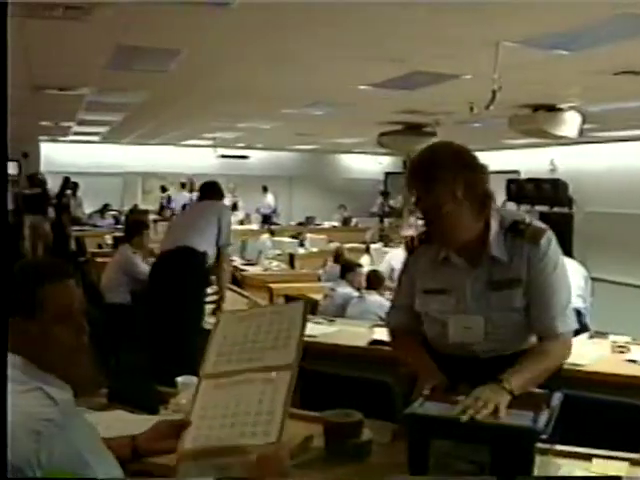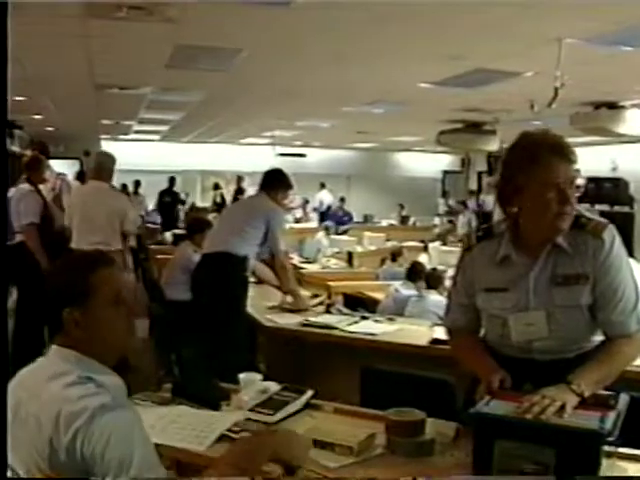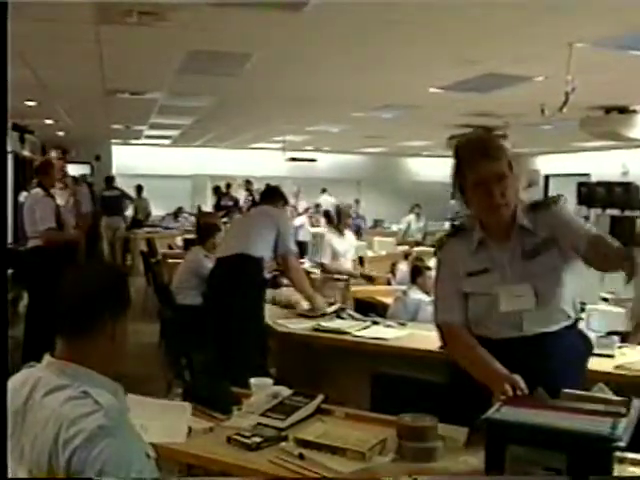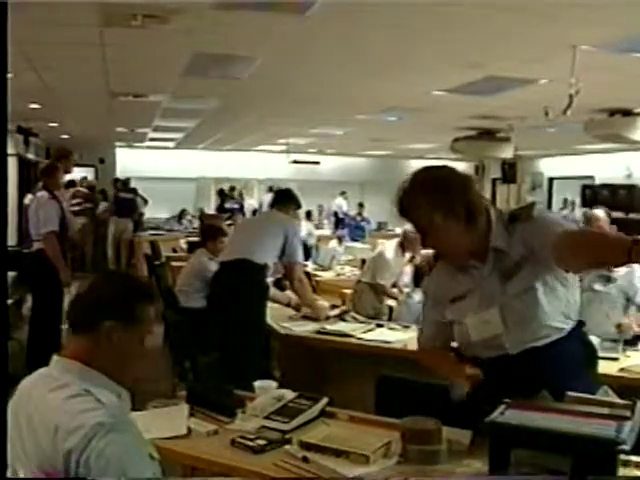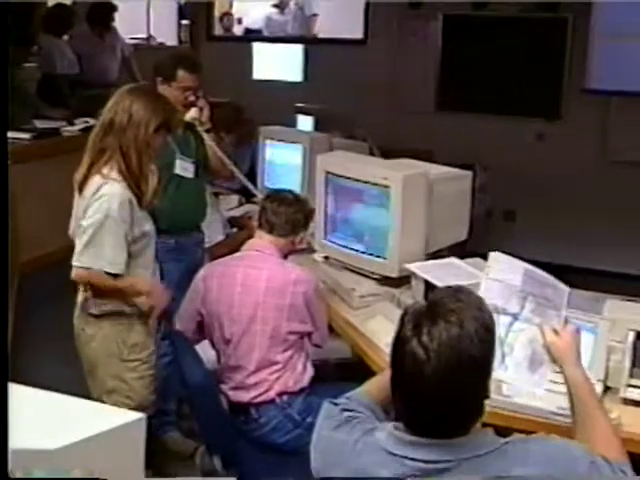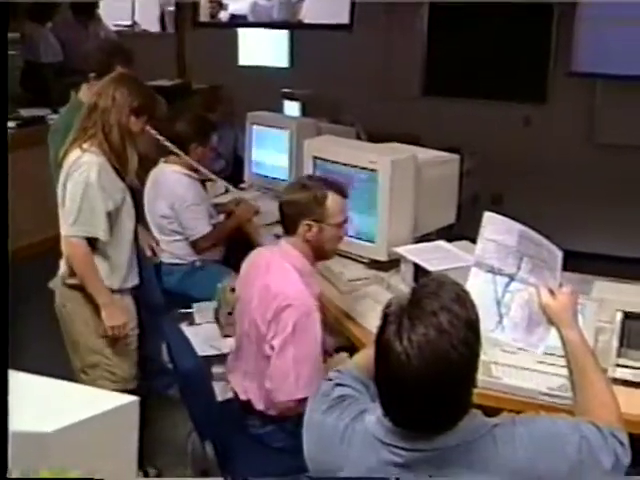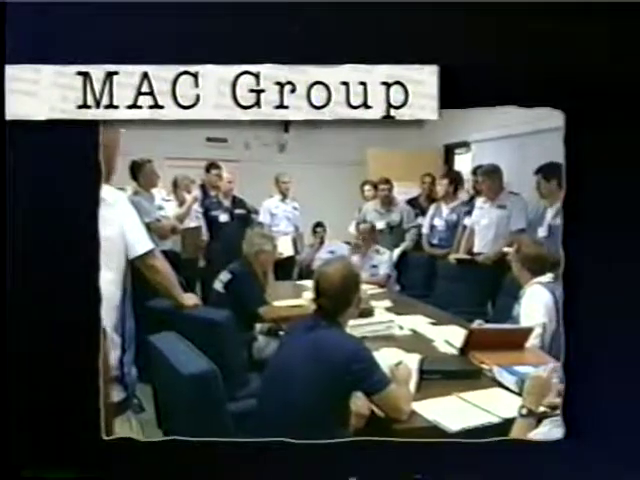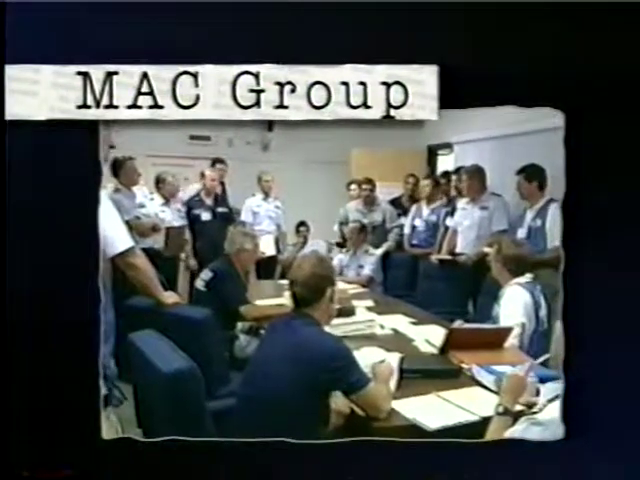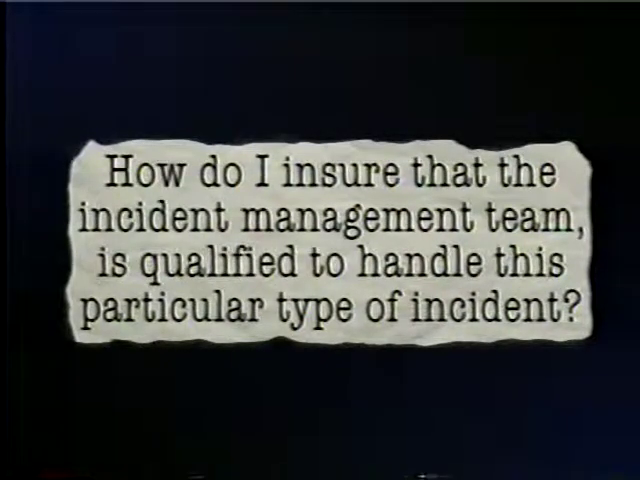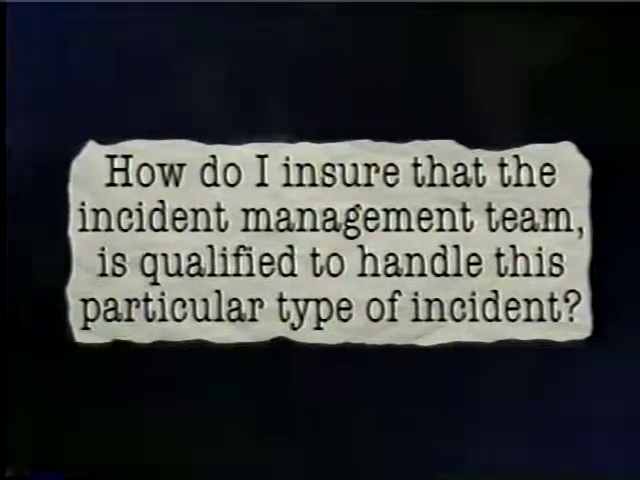Or as part of a multi-agency coordinating group, which is a generalized term that describes the functions and activities of representatives of involved agencies and/or jurisdictions who come together to make decisions regarding the prioritizing of critical resources. The MAC organization is not a part of the on-scene ICS and is not involved in developing incident strategy or tactics. How do I ensure that the incident management team is qualified to handle this particular type of incident?